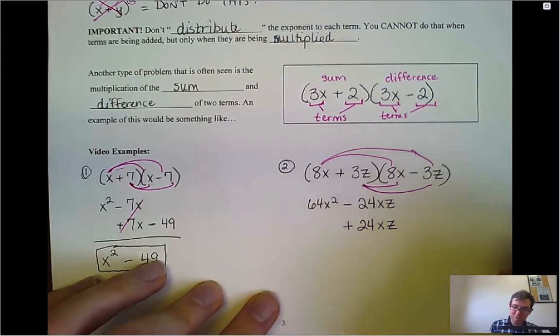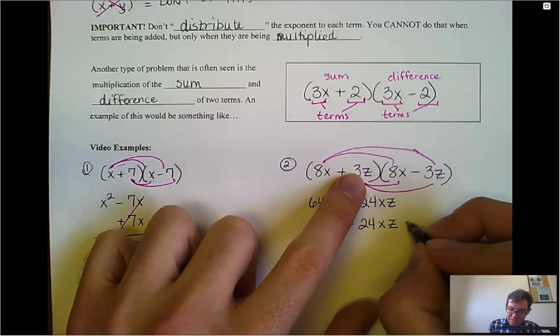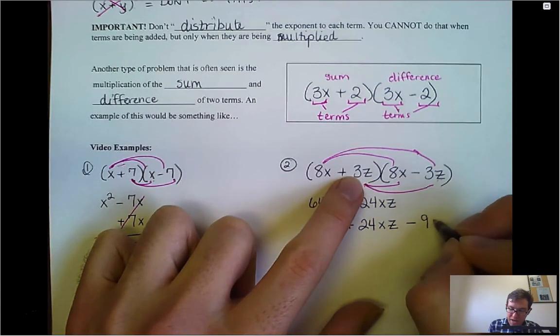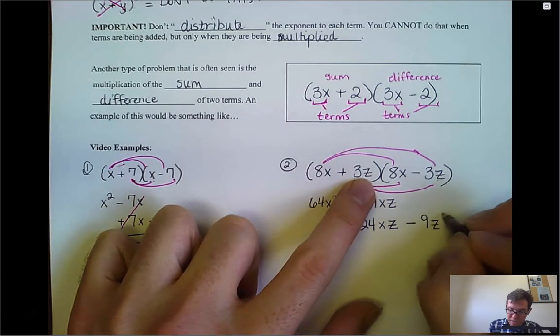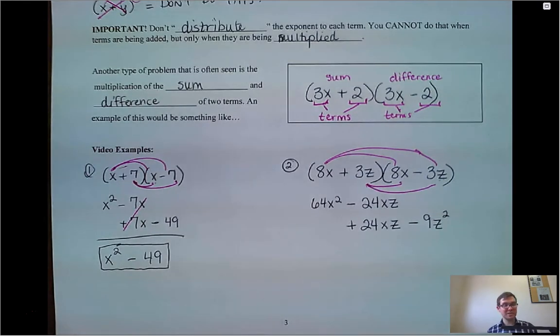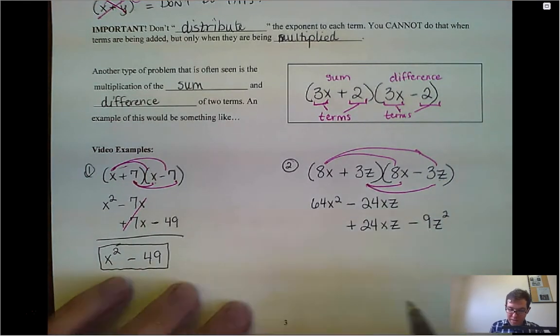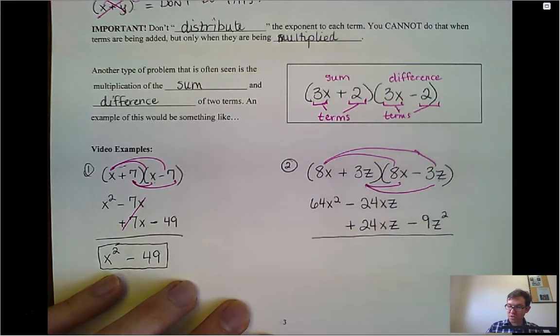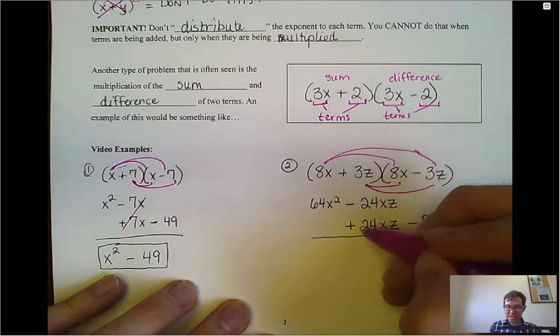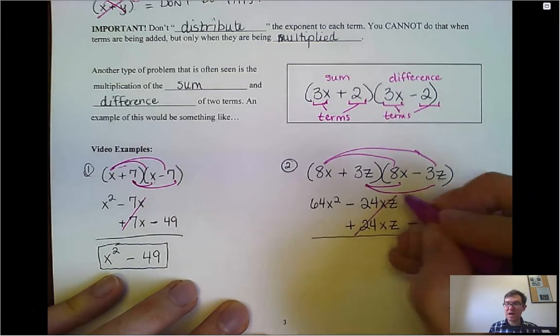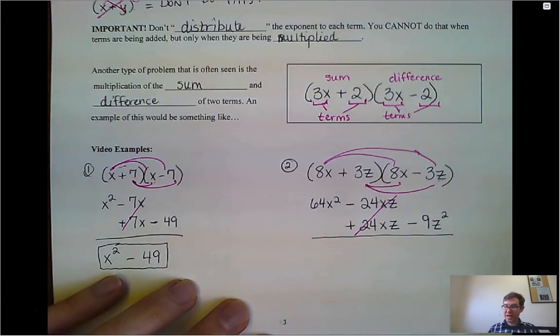And then my last terms, I'll get 3z times negative 3z will give me negative 9, and then the z's will multiply to give me negative 9z squared. So again, if we look at our like terms, the 24xz and the negative 24xz, those are opposites. They're going to cancel out.